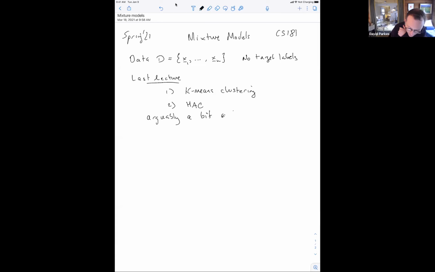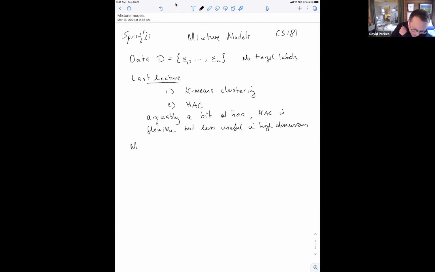Arguably a bit ad hoc, and hack is flexible. Remember we said it doesn't need to give you linear decision boundaries. It's a flexible method, but less useful in high dimensions. Now, we wouldn't recommend using hack if you have, you know, 10,000 dimensions.